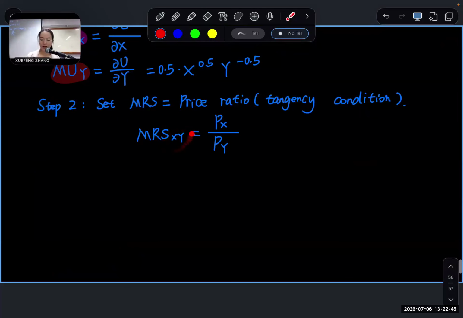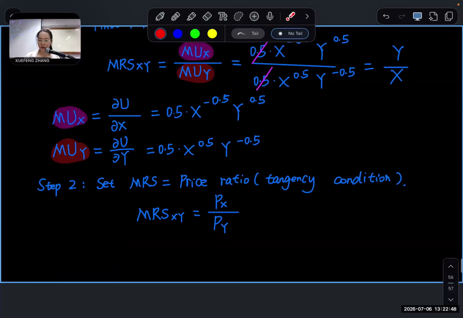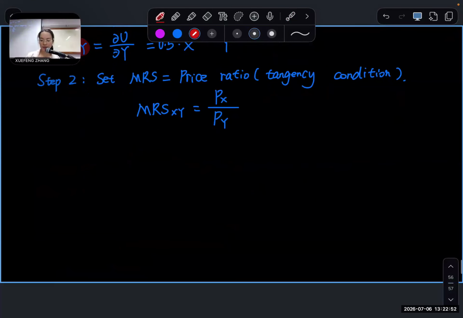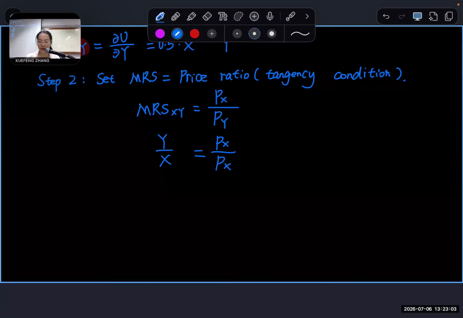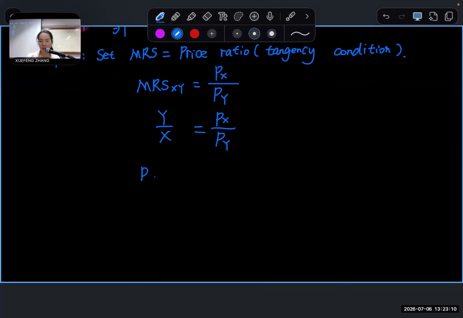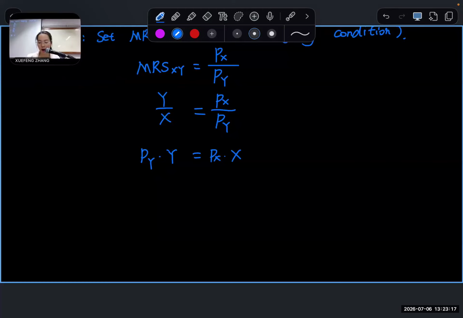Be careful about that. And then we find the MRS, right? Here's the MRS, Y over X, equal to the price ratio. But here we don't know exactly what the prices are, so we just use the price ratio itself, Px over Py. And then we cross multiply: Py times y equals Px times x, right? And then we solve for y.